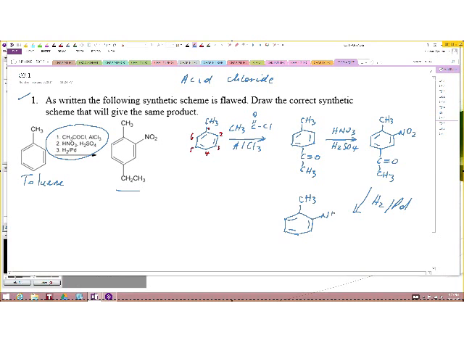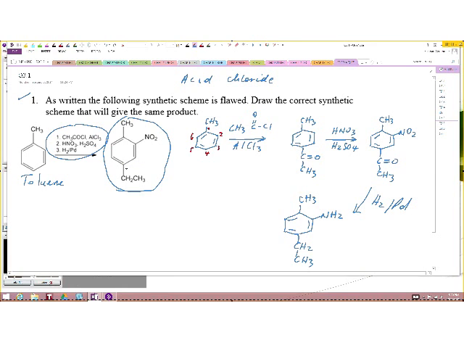So this is what you are going to get. The nitro becomes an amino group as a result of this reaction with hydrogen and catalyst. And of course, the carbonyl is now converted to a CH2 group, or a methylene group. So that is why they tell you that this process is flawed, because this is the product they want. You follow that? If you follow this scheme, this is the product you are going to get, not this here.